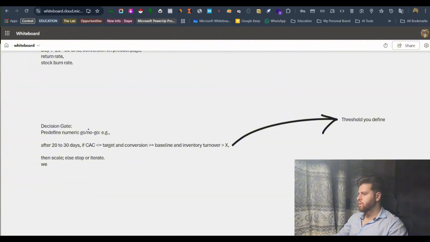The decision is a predefined numeric go or no go. Just be realistic, and you should break even in the 30 days window, or 35. You should break even in that period. So after 20 or 30 days, if customer acquisition cost is less than target, and baseline inventory turnover is less than also the threshold that you define, then scale. Else, just stop.